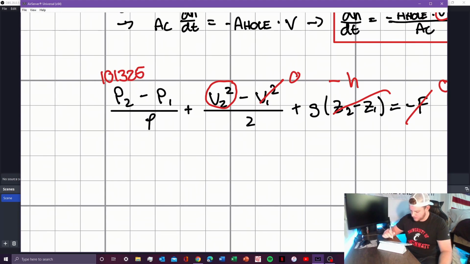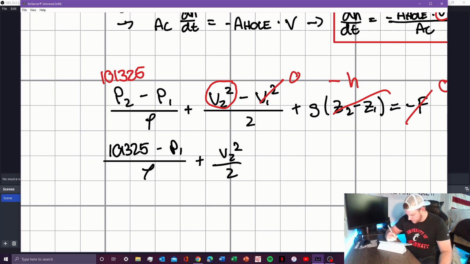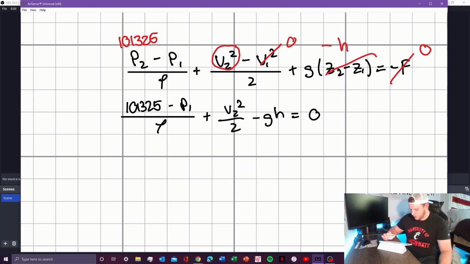Now let's rewrite this with what we have, which is (101,325 minus P1) over rho, plus V2 squared over 2, minus GH, is equal to 0. We can solve for P1, which is the pressure inside of the tank, using our ideal gas law equation. So n is equal to PV over RT.